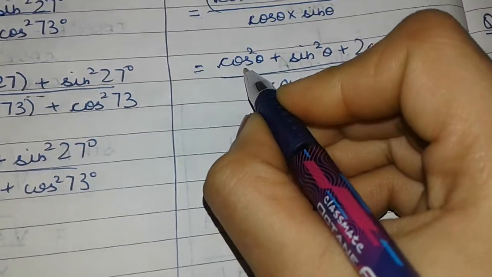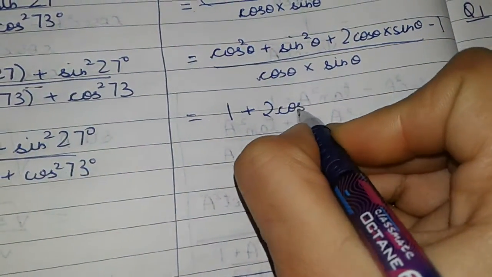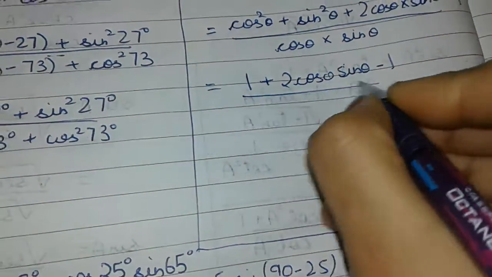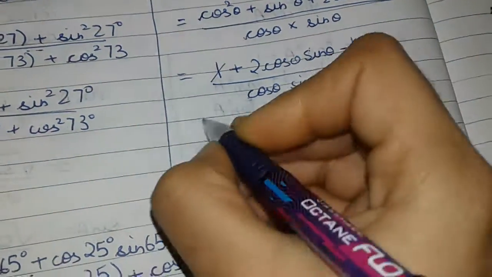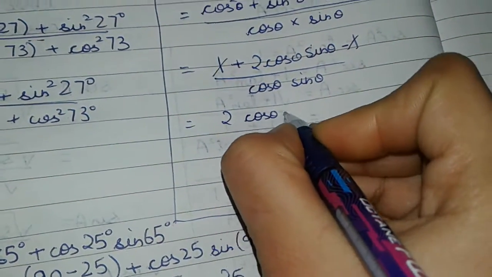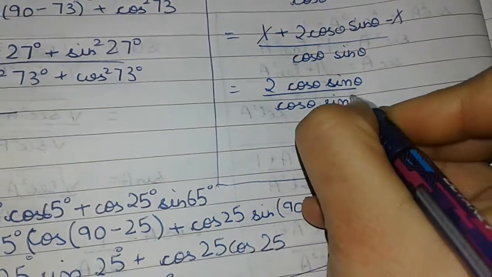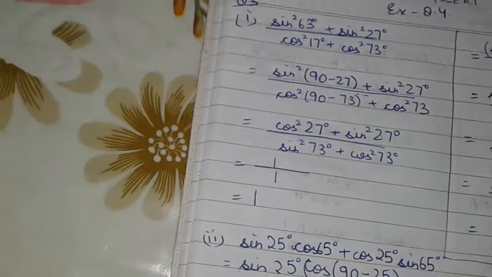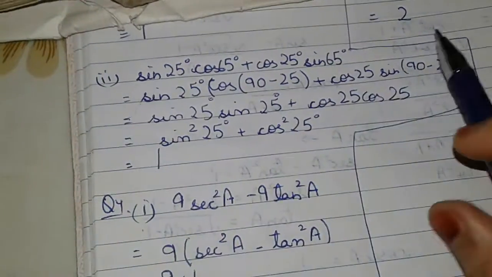Now this is the identity, cos square theta plus sin square theta is equal to 1. It will be 1 plus 2 cos theta sin theta minus 1 upon cos theta sin theta. Now this one will be cancelled out and it will be 2 cos theta sin theta upon cos theta sin theta. Now cos theta sin theta will be cancelled out, and here it will be 2. Now check the options: 0, 1, 2 and minus 1. Our answer is 2, so the C part is correct.